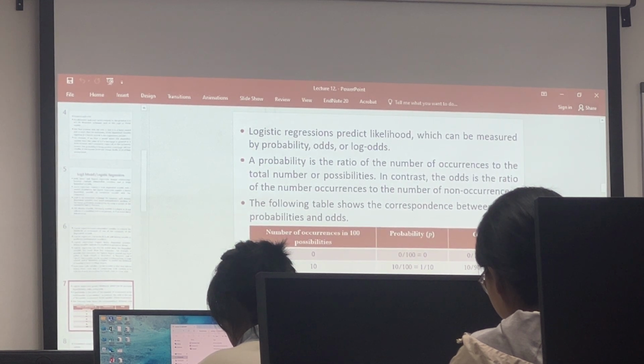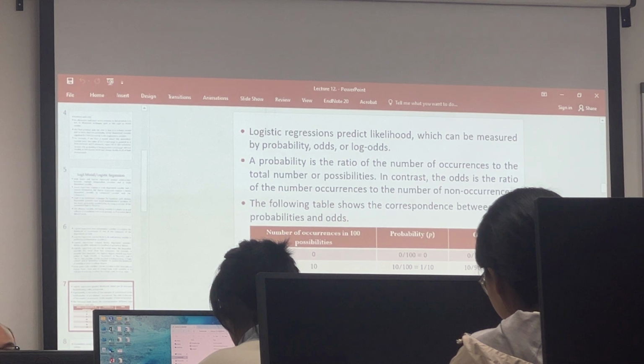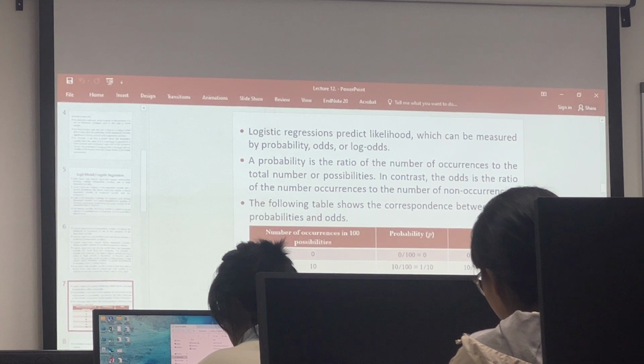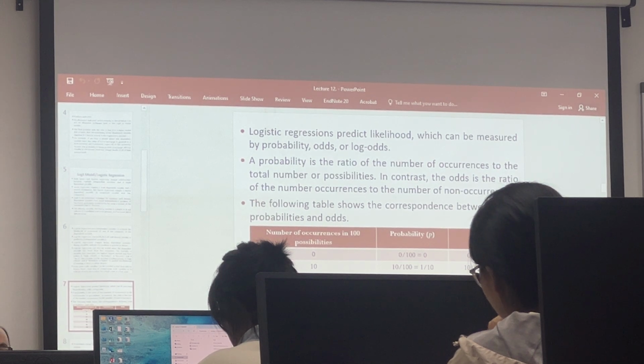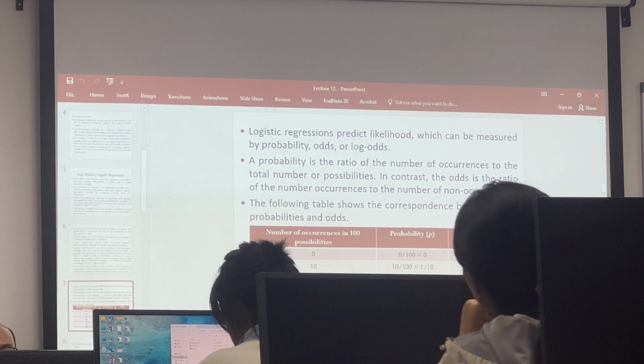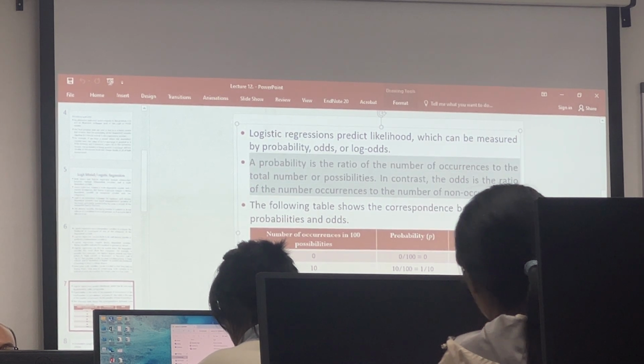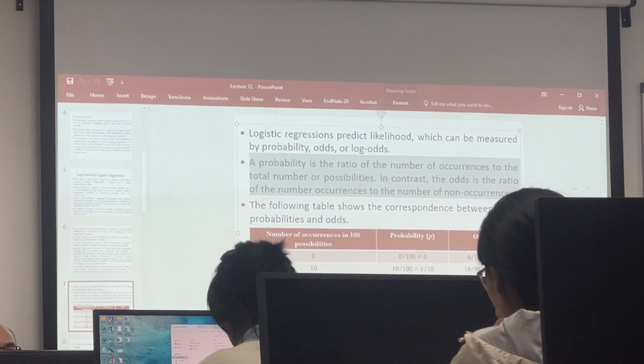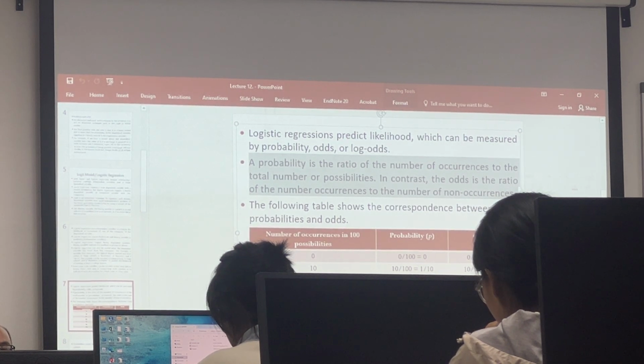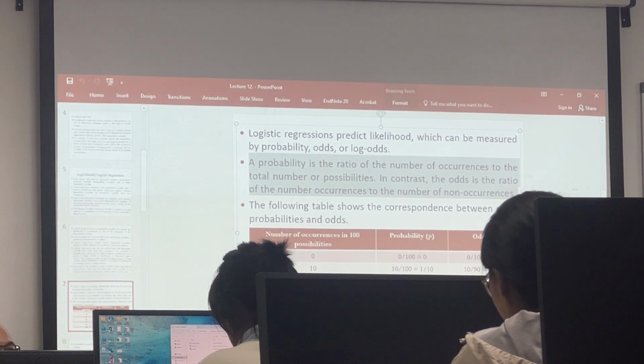Alright, so logistic regression predicts likelihood, which can be measured by probability, odds or log odds. A probability is the ratio of the number of occurrences to the total number of possibilities. In contrast, the odds is the ratio of the number of occurrences to the number of non-occurrences. They are quite related, but they are not the same. Probability represents the number of occurrences over the total number of possibilities, but odds represent the number of occurrences against non-occurrences.